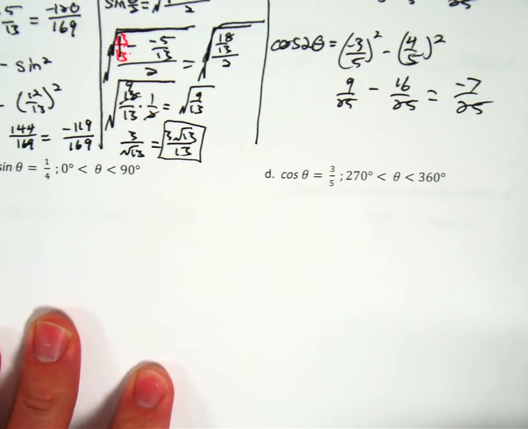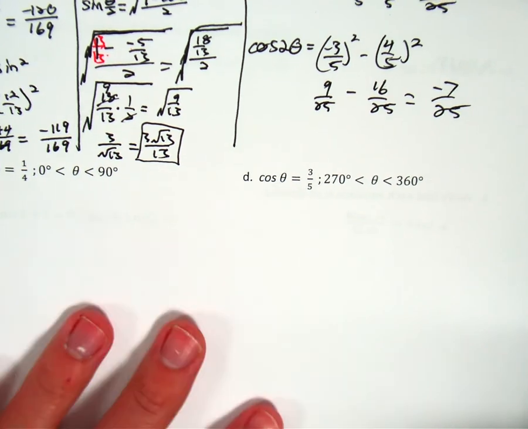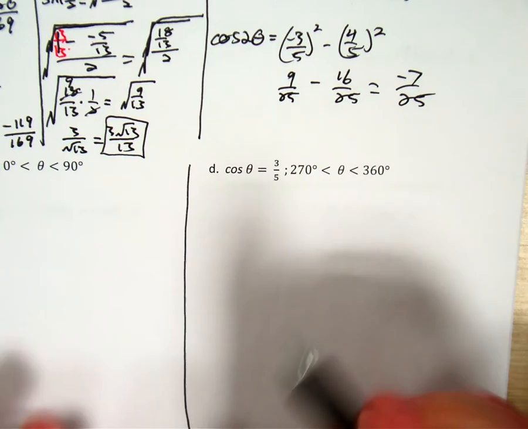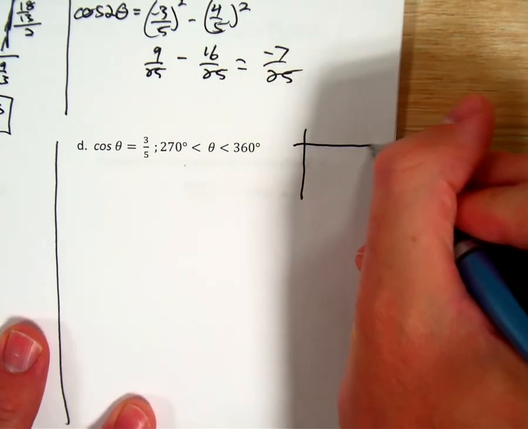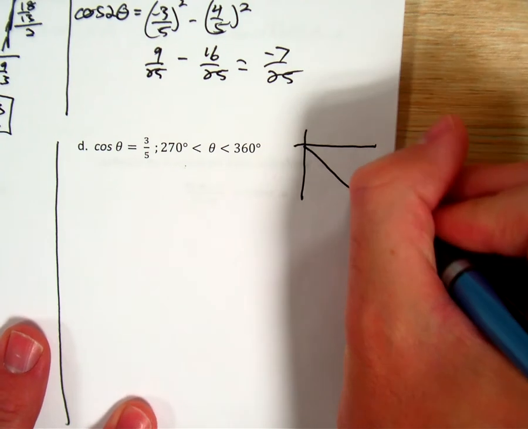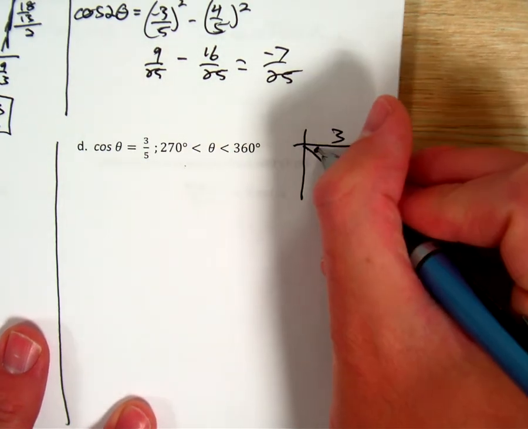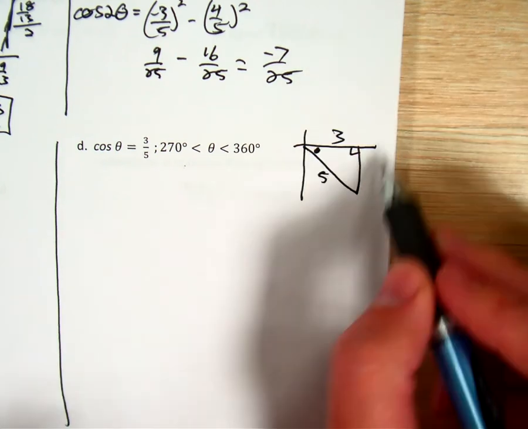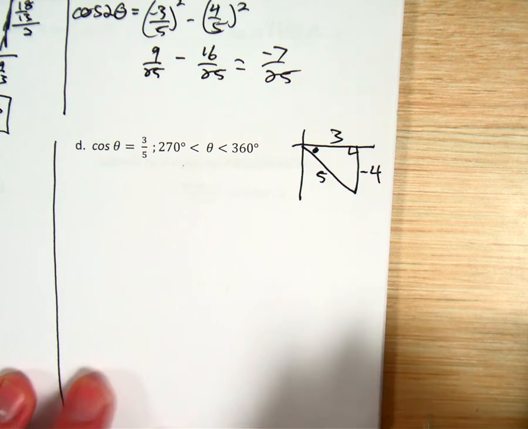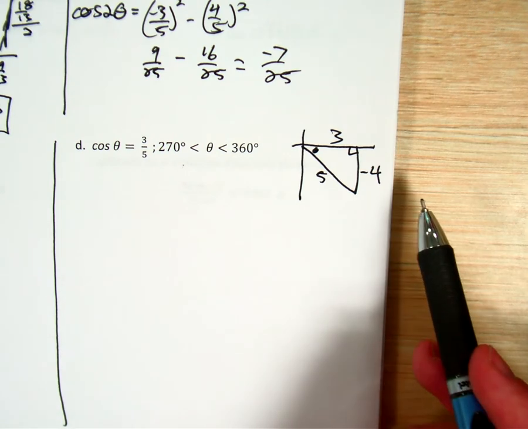Let's drop on down here to D, cosine 3/5. And we're going to do the half angles. So pay attention to where we're at. Between 270 and 360, that's quadrant 4, and cosine is 3/5. So that means adjacent is positive 3, hypotenuse is 5. This is another 3, 4, 5, but we're down, so I'm going to put the negative 4 there. I like to put the negatives on my drawings of the triangle. That way I don't forget.